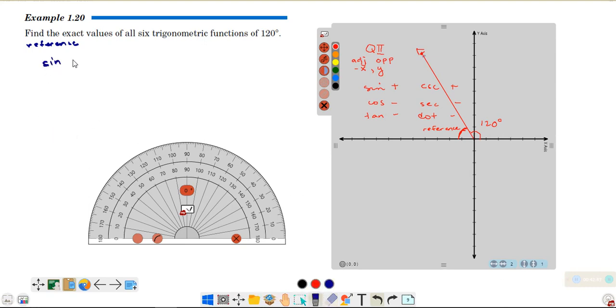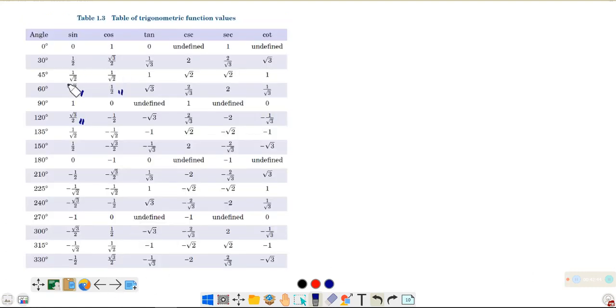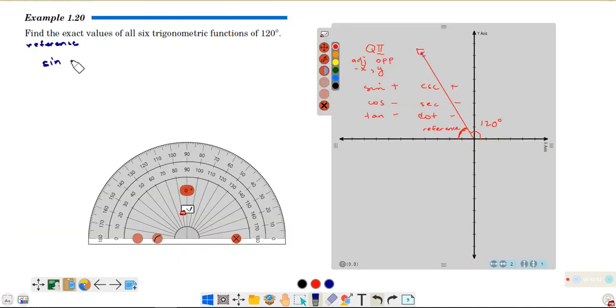So, sine. Ano ang sine 60? Titingin lang tayo dun sa table ng sine 60. So, meron tayong sine 60 square root of 3 over 2. Parehas sila ng magiging value. So, sine 120 degrees is square root of 3 over 2. Cosine 120 degrees, it is 1/2 pagdating sa 60. Pero pagdating dito, negative 1/2 na siya.